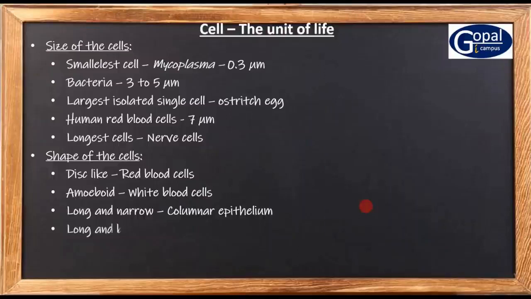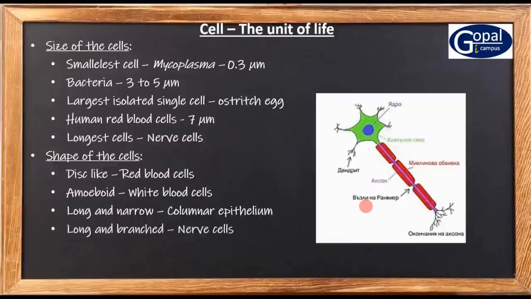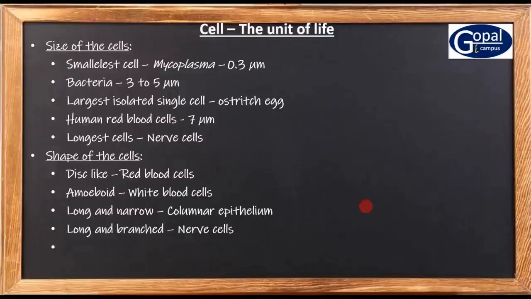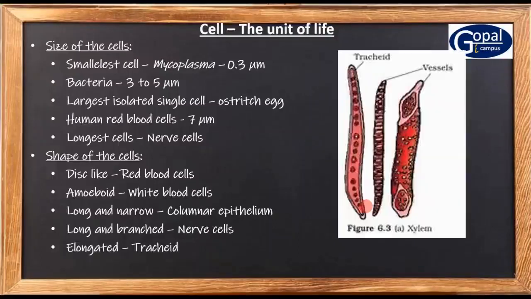And then long and branched, that is the nerve cell. The nerve cell is long and branched. And the cells which are elongated are tracheids, xylem tracheids. This is the tracheid. It is long and elongated from here to here.